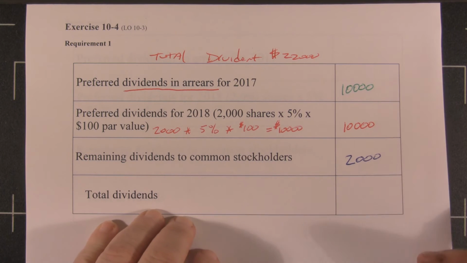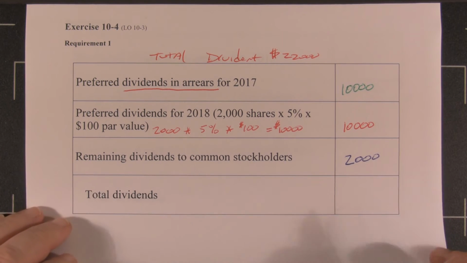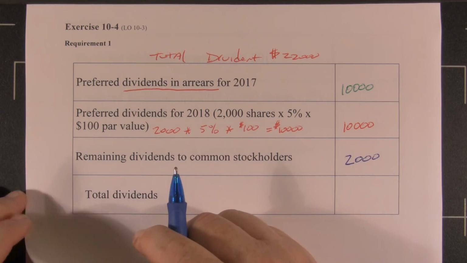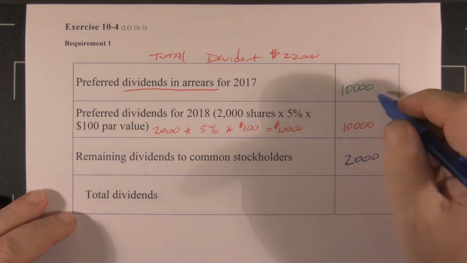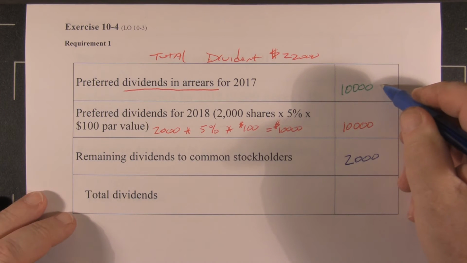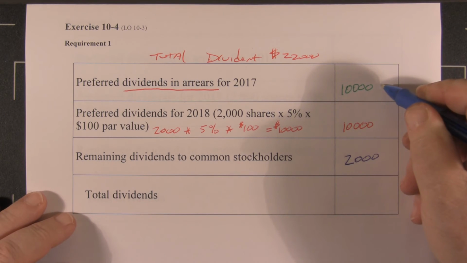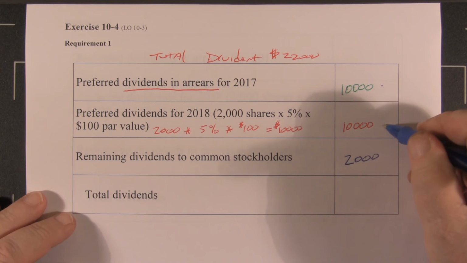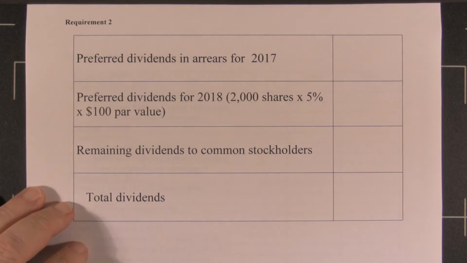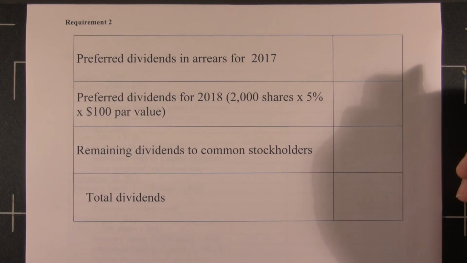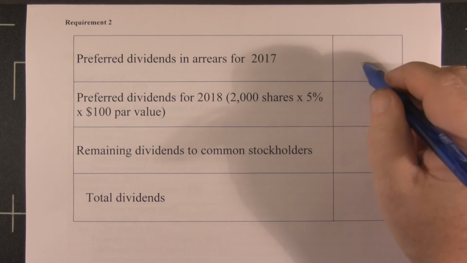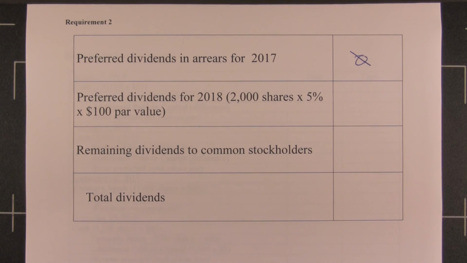Now part 2 says, suppose we don't have that cumulative right, so our preferred shareholders don't get last year's dividend. They just get this year's dividend. Well, let's see how that works. There's nothing due them from last year, okay? Because it's not cumulative. So we don't owe them anything from last year.